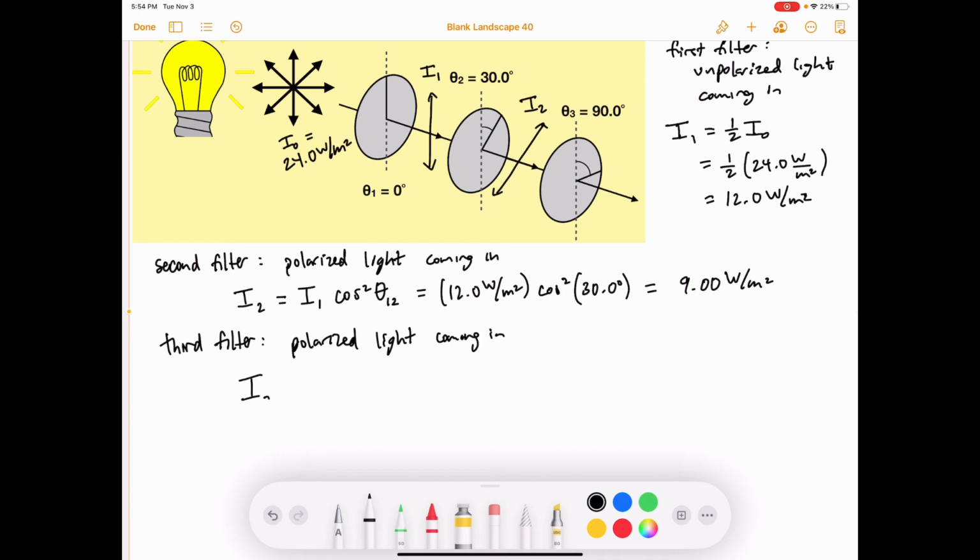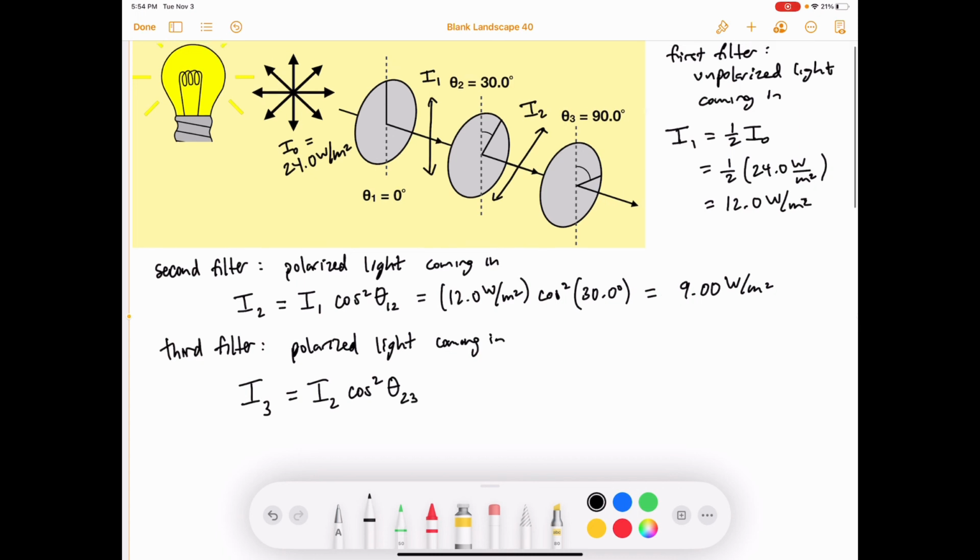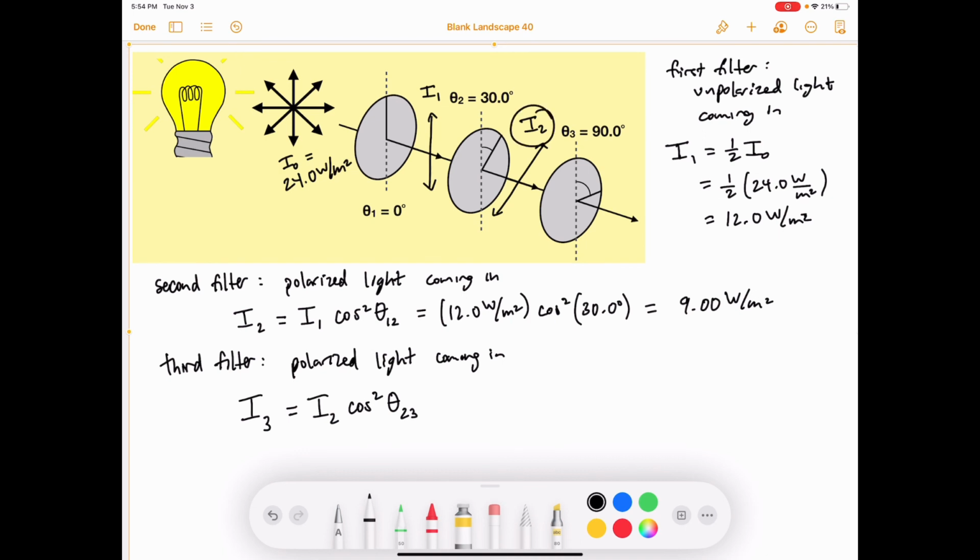We'll call it I3. That's going to be I2 times cosine squared of the angle between filter number 2 and filter number 3. Let's explain this a little bit more. So again, this light wave comes out of the second filter polarized along the axis of that second filter. And then it goes through the third filter. So if this is the direction of polarization right here, what I want is the angle between that and the axis of the third filter. And so that's the angle I'm referring to as theta 2,3 in my equation.